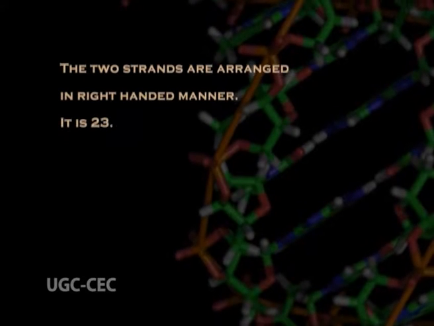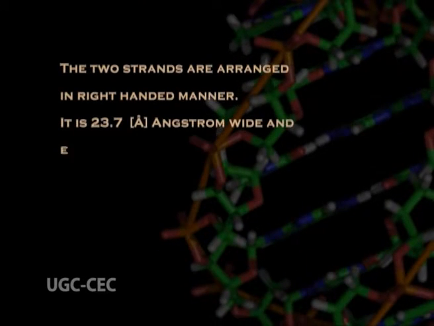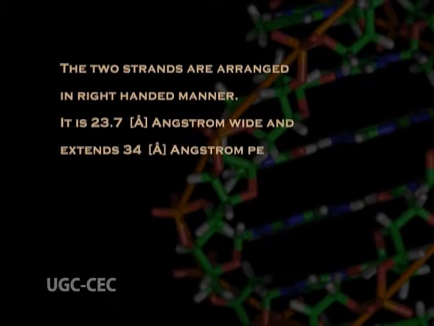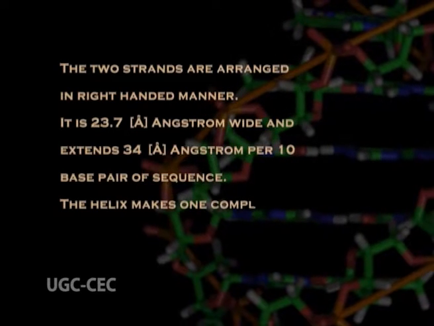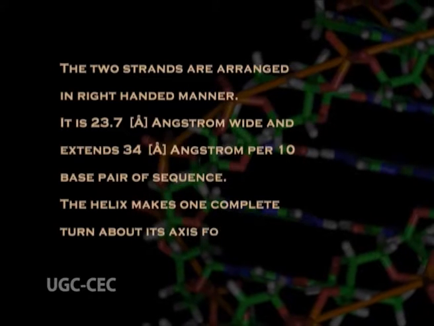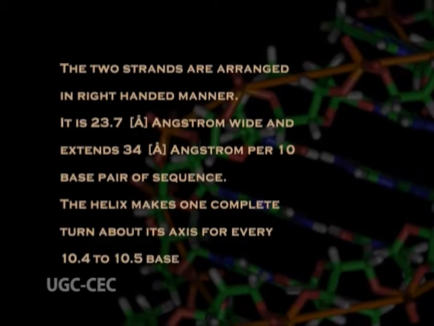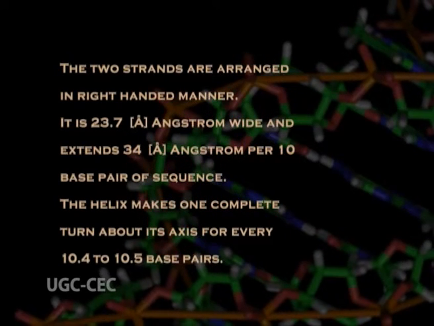It is 23.7 angstrom wide and extends 34 angstrom per 10 base pairs of sequence. The helix makes one complete turn about its axis for every 10.4 to 10.5 base pairs. The major groove is wider than the minor groove in B-DNA, and many sequence-specific proteins interact in the major groove.